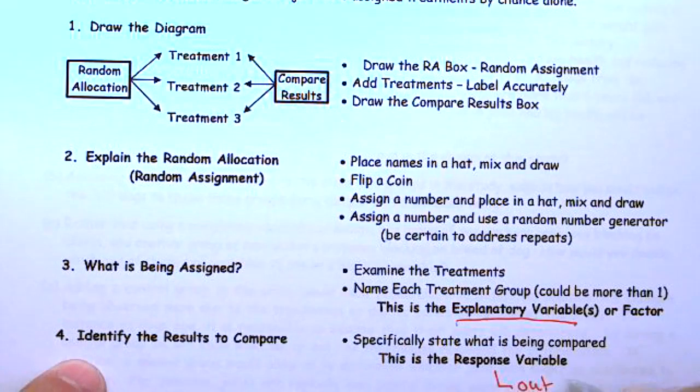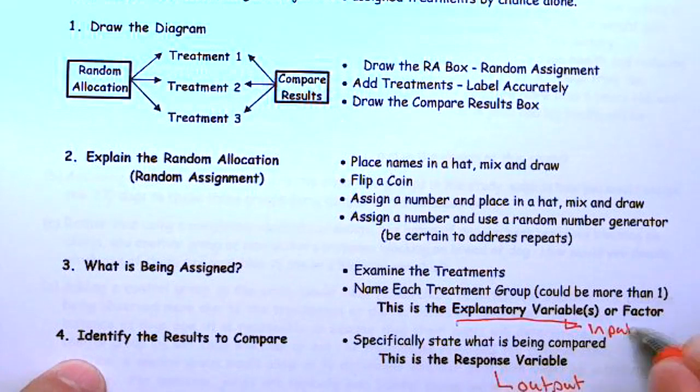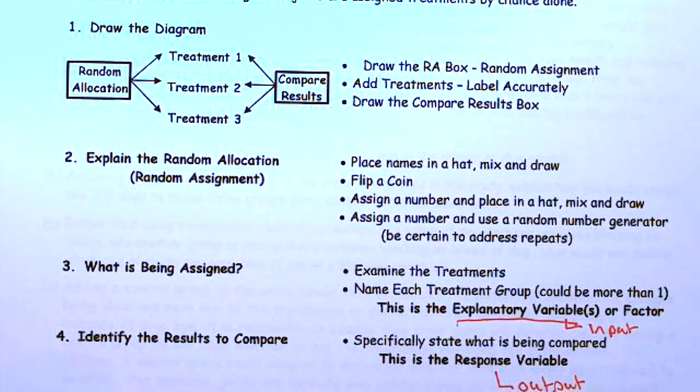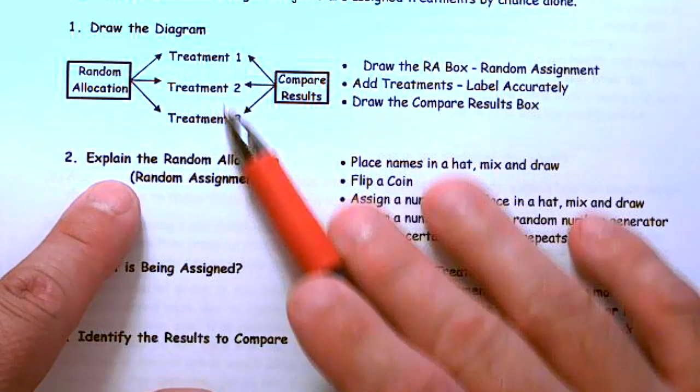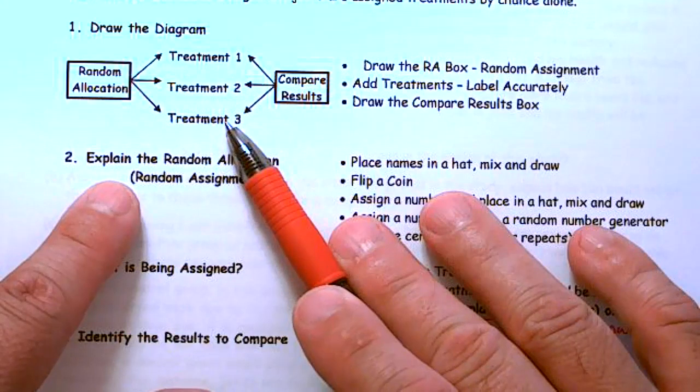So this right here is the input. It's your treatments. Your output is what's going to be impacted. And this would be a single variable. Even though we have 3 treatments, it's only one single variable here.